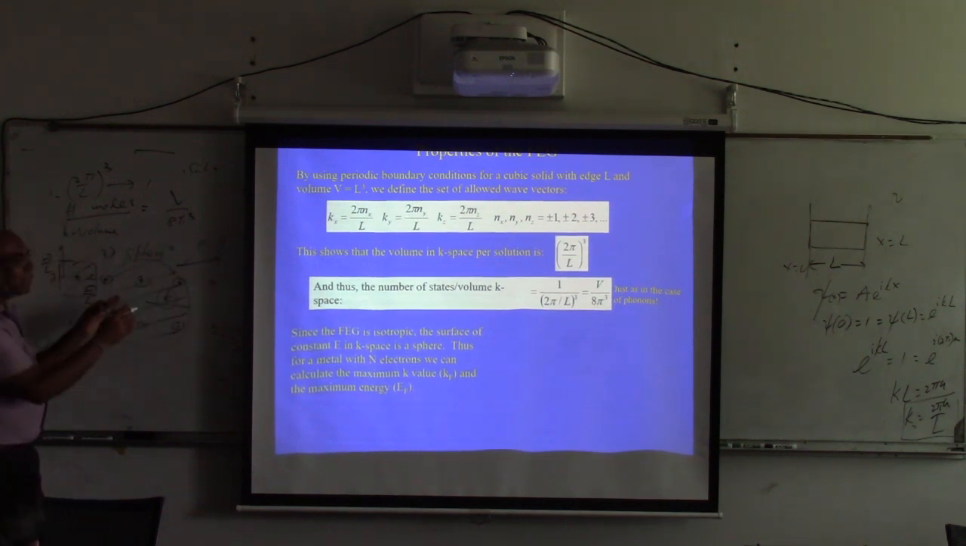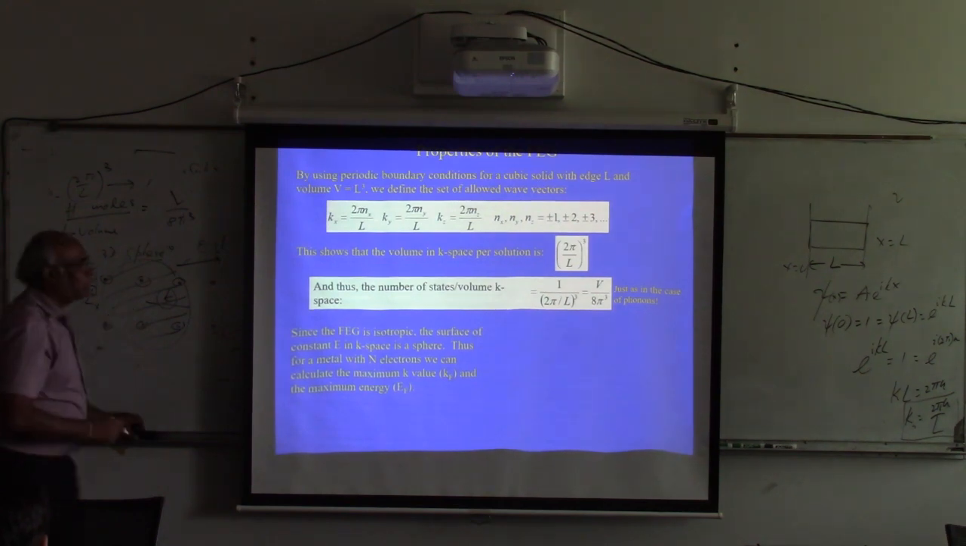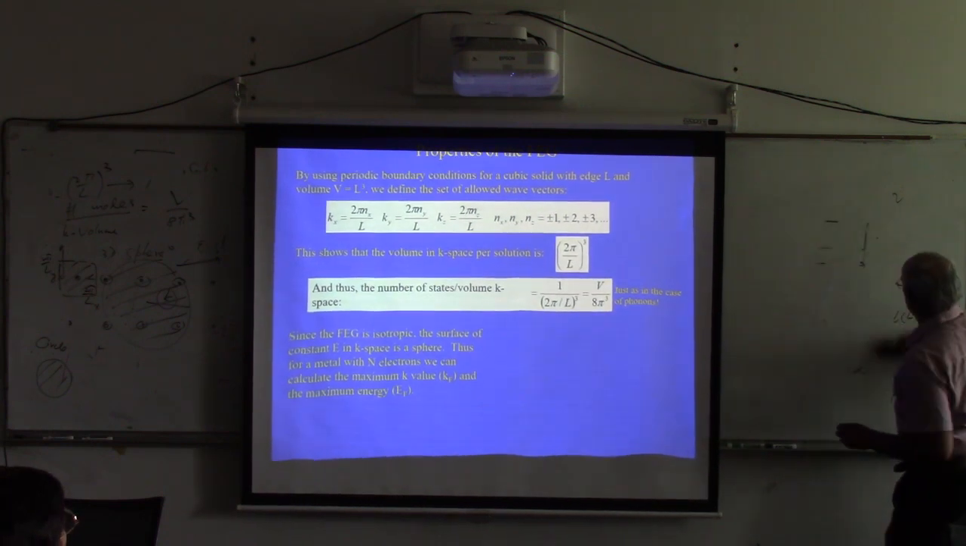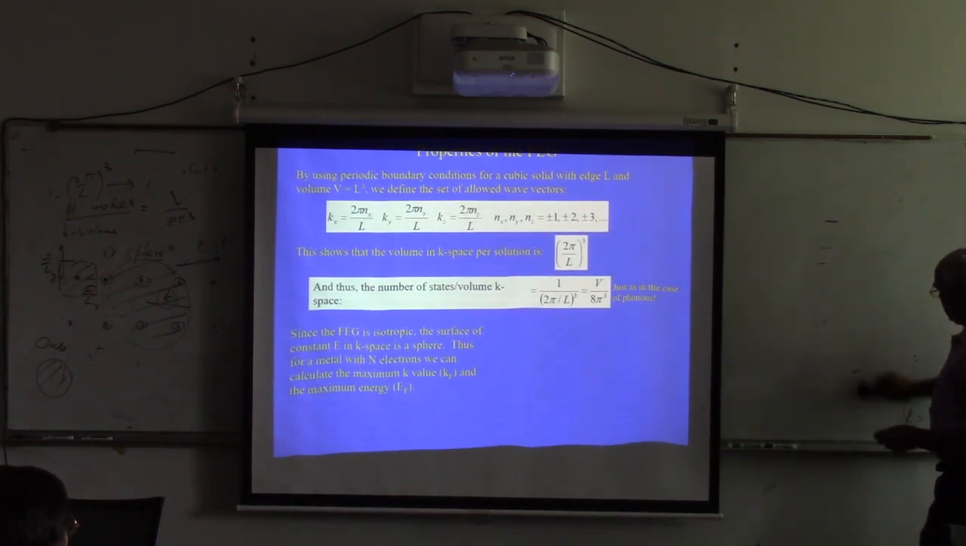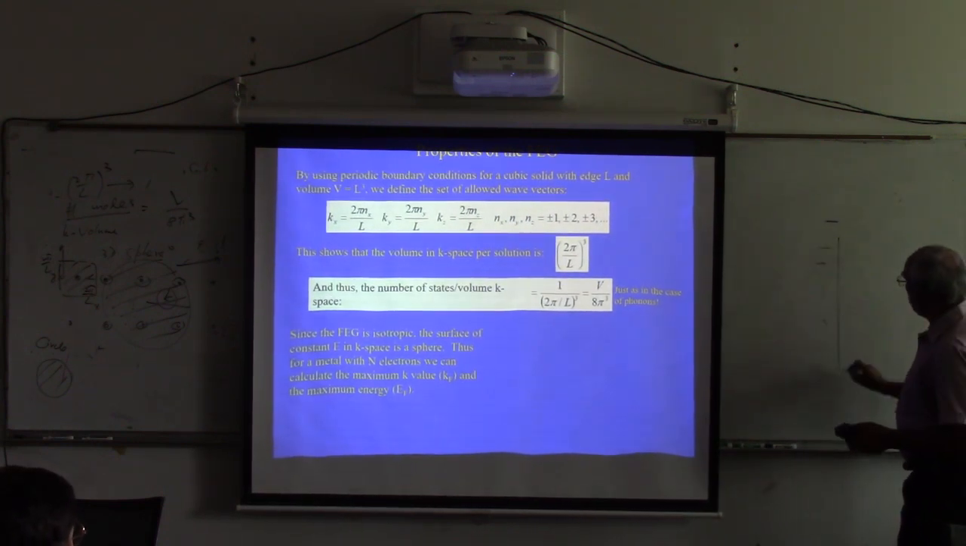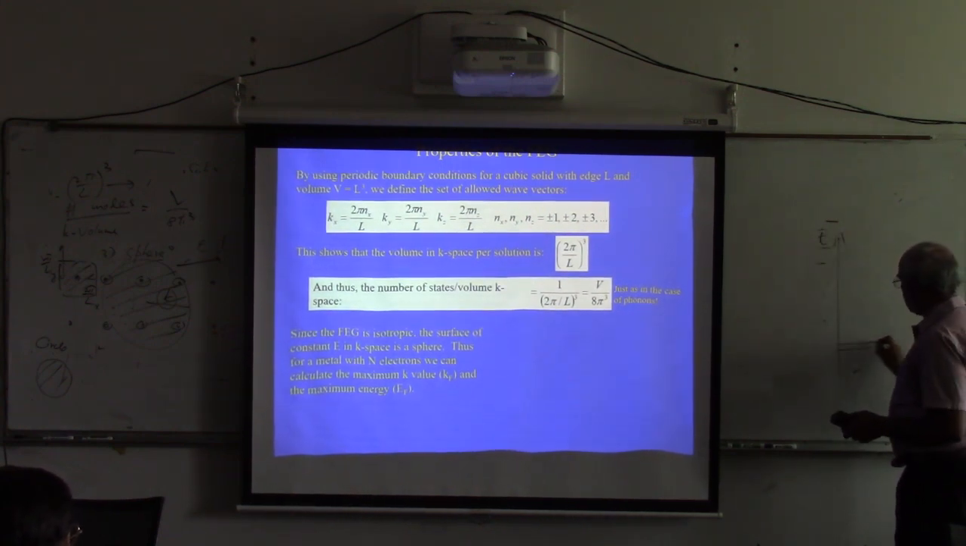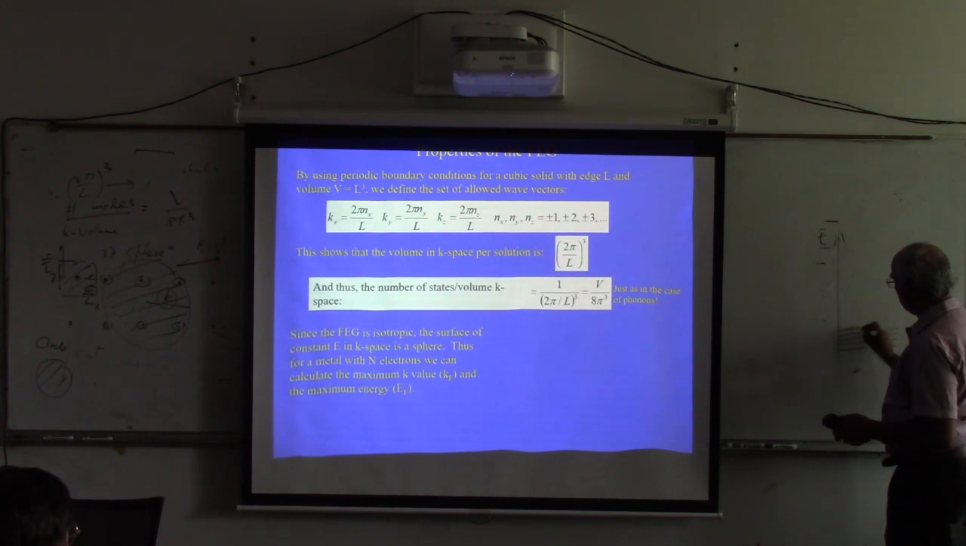So here we are talking about allowed states, right? If I draw it on an energy scale, that is the k space, right? If I draw it in energy space, you can have these allowed states. That's what we call the density of states, right?